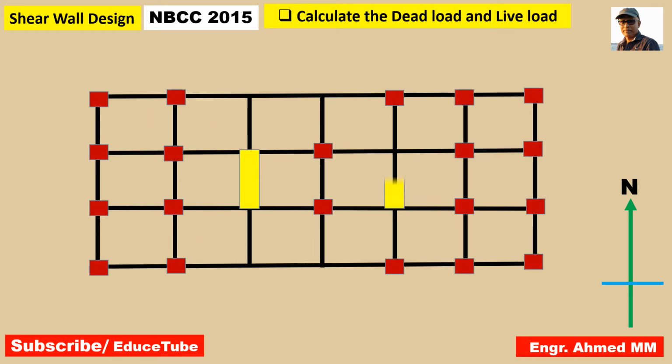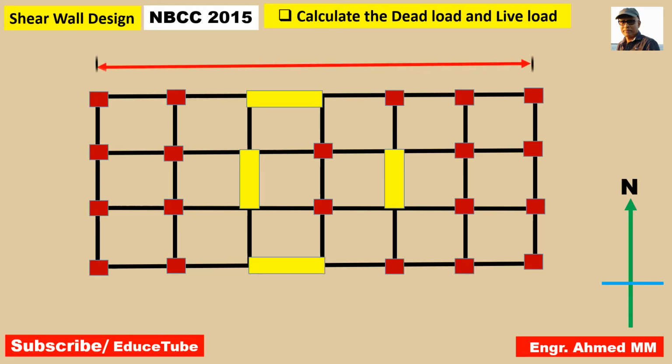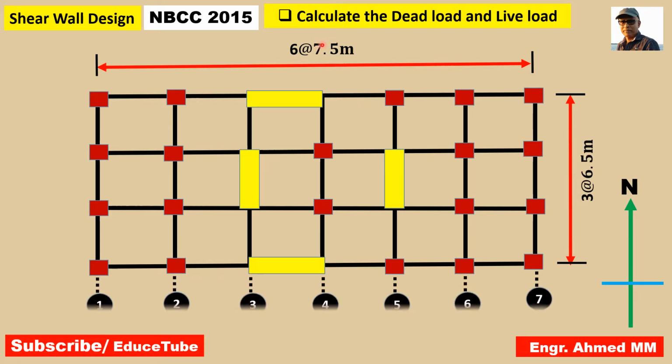Here I have taken a 10-story office building. It has 6 bays of 7.5 meters in the east-west direction and 3 bays of 6.5 meters in the north-south direction.